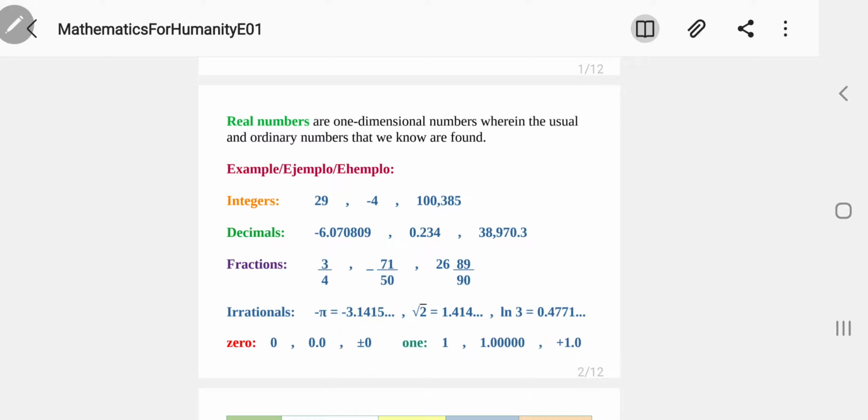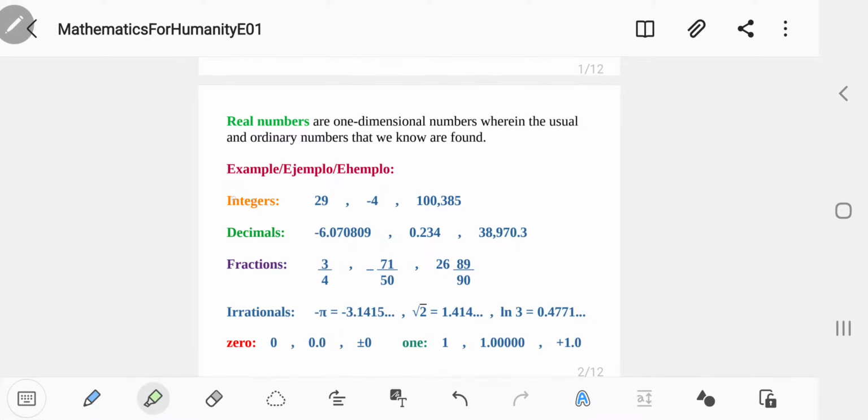We have here integers and examples of integers. For example, in Bisaya, we have 29. We have -4. And then we have 100,385. Those are examples of integers. By the way, you can see a number here that's -4.